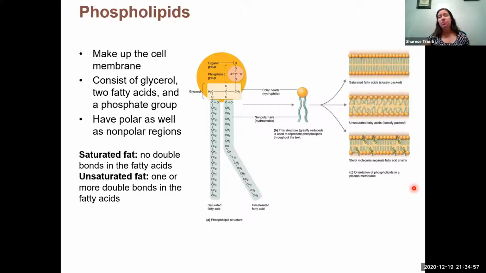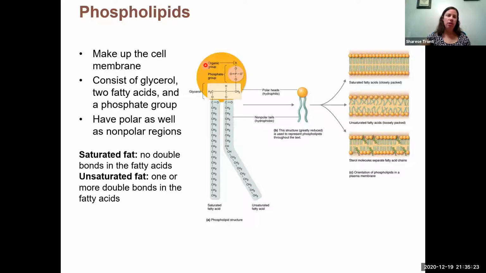Another type of lipid is a phospholipid. And the phospholipid is what makes up most of the cell membrane. It's going to consist of a glycerol, so it's here in the middle, 2 fatty acids, and a phosphate group. So here are the fatty acids down here. This is what we call the tail of the phospholipid.